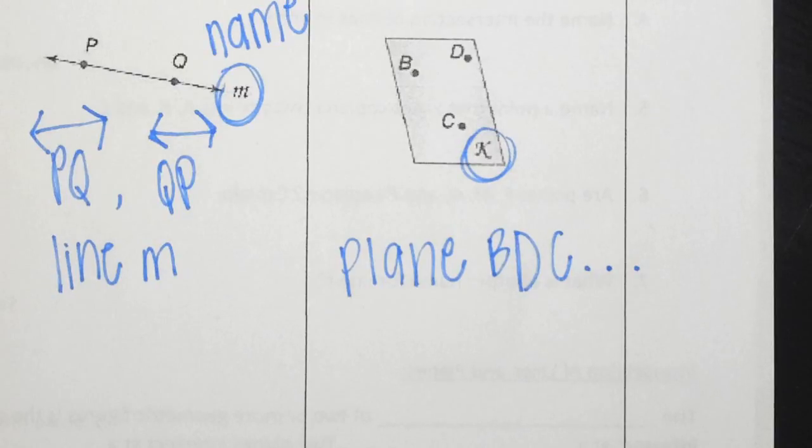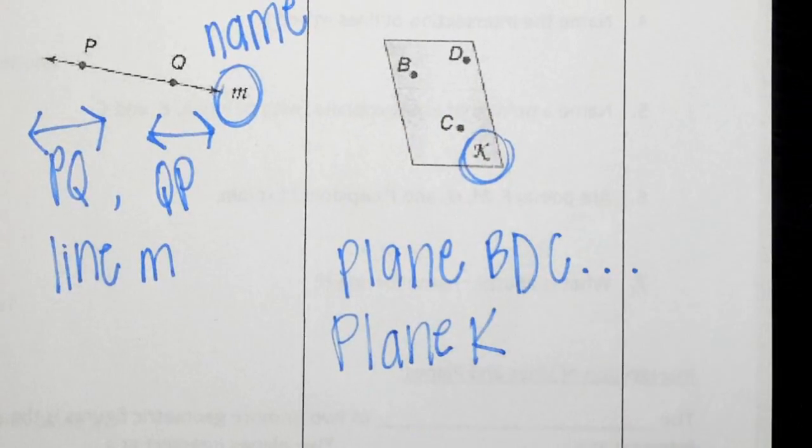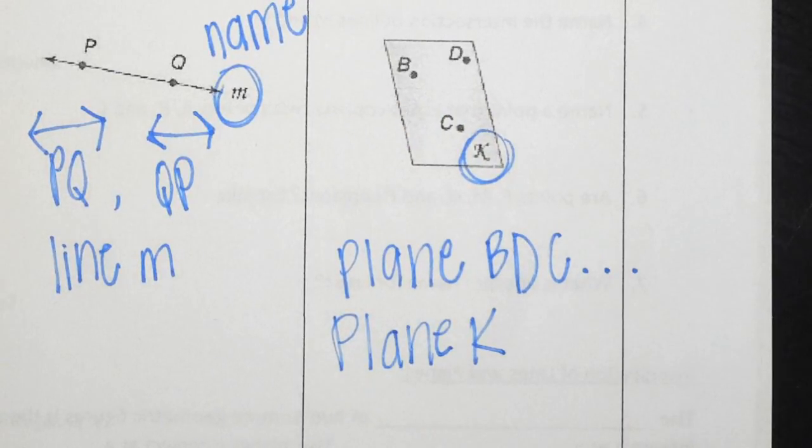There's also, if you don't want to use the points, you could just say, well, this is plane K. Now, I'll only use one for that one because that's the name of the plane. That's the name of the plane.